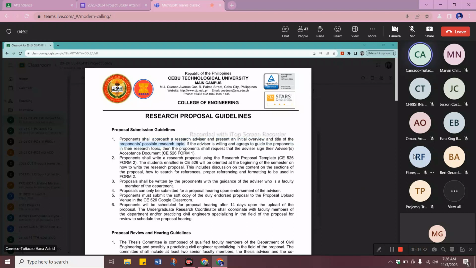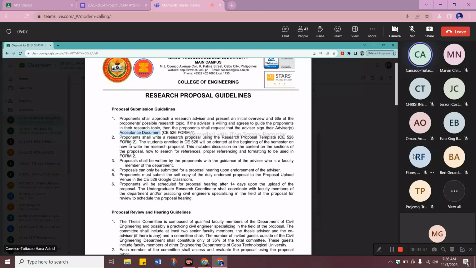If the advisor is willing and agrees to guide the proponents on the research topic, then the proponents shall request the advisor to sign the advisor's acceptance document, which I will be presenting later. This is the purpose of the advisor's acceptance document. This is to protect both parties. This is evidence that you should ask from your advisor.